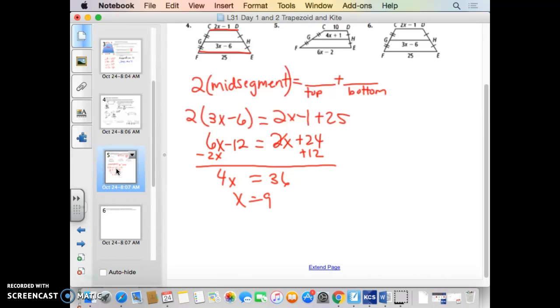And then if I plugged it in, I would notice that the mid-segment times 2 would equal the sides added together. Okay, so you're going to use the same formula to solve for x in the other 2 formulas. Please remember the mid-segment, it's going to be the middle times 2. So this is the mid-segment times 2, and then add it to the other sides. Looks like number 4 and number 6 are the exact same problem.